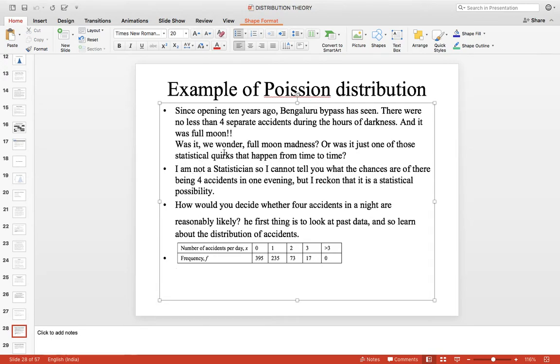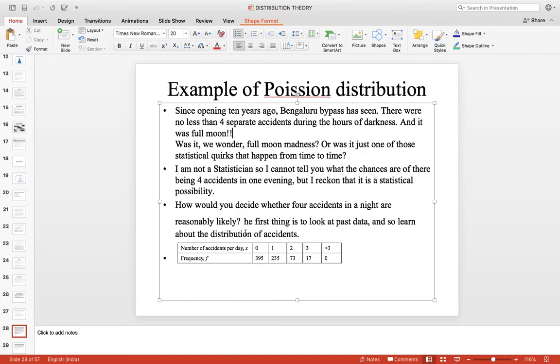Was it, we wonder, the full moon madness? Or was it just one of those statistical quirks that happen from time to time? So I'm a statistician, and I cannot tell you what the chances are of these 4 accidents in the evening, but I reckon that it is a statistical probability. So how would you decide whether 4 accidents at night are reasonably likely or not?